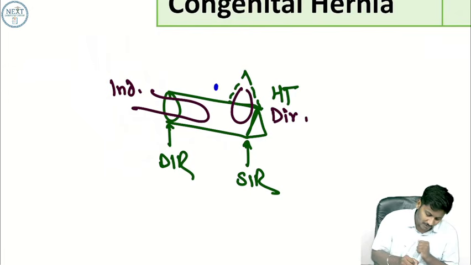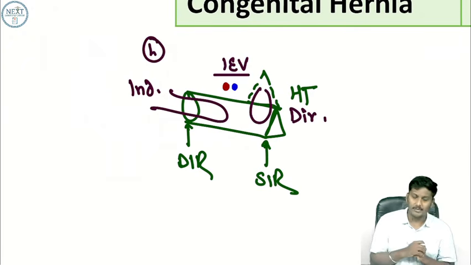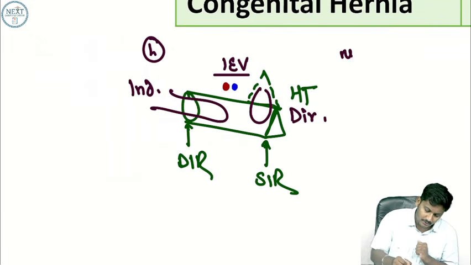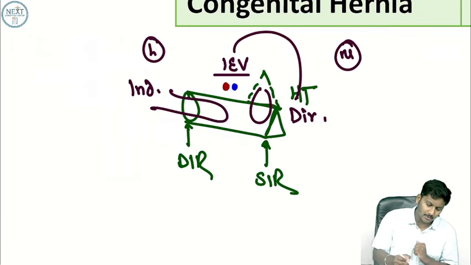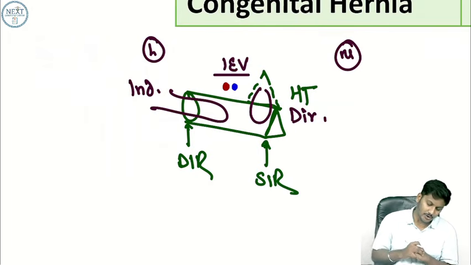To differentiate, here we have a set of vessels called the inferior epigastric vessels. Remember, any hernia which is lateral to the inferior epigastric vessel will be called an indirect inguinal hernia, and any hernia that is medial to the inferior epigastric vessel will be called a direct inguinal hernia. That is important to remember.